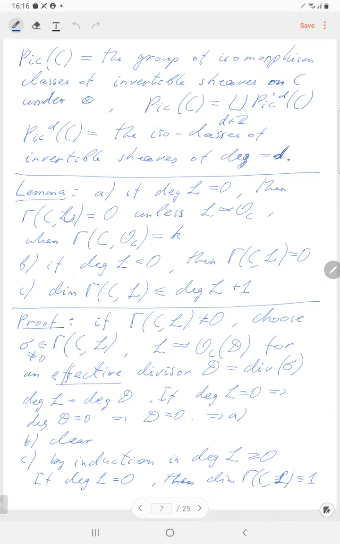Yeah. So suppose it's by reduction to absurd. So suppose there are sections. Yeah, no, I mean there are non-zero sections. Then the invertible sheaf L is necessarily of the form OC of D, where D is the divisor of some of your section, of a regular global section. Okay, but this divisor is an effective divisor, so it has non-negative degree. But we know that the degree of the invertible sheaf is negative, so it's a contradiction.